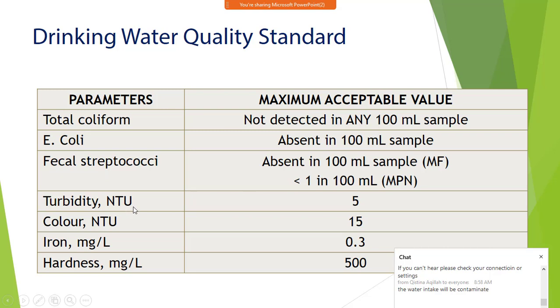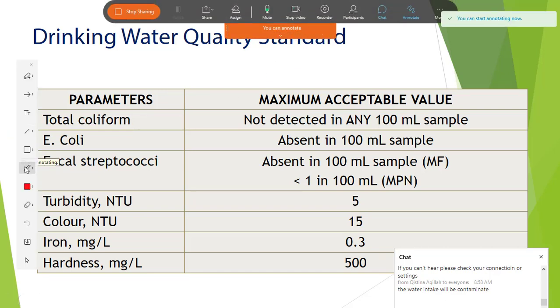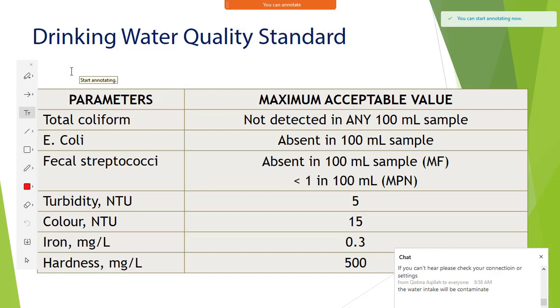Right? Turbidity is something I think most of you have to know. Color, iron, hardness also is the same. So try just to understand briefly what these parameters mean, and why we are concerned about them. Why are we concerned about total coliform? Why are we concerned about E. coli? So be aware of the question why.